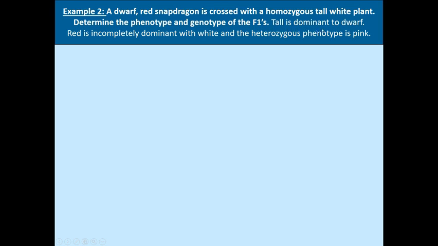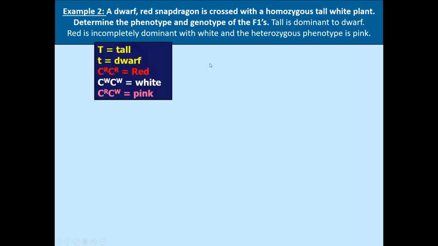Tall is dominant to dwarf. So in our legend, we'll use capital T for tall and lowercase t for dwarf. Red is incompletely dominant with white, and the heterozygous phenotype is pink.